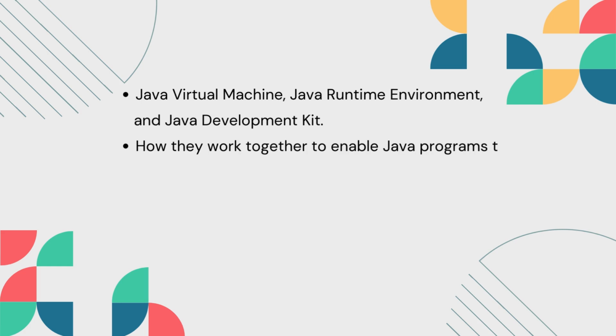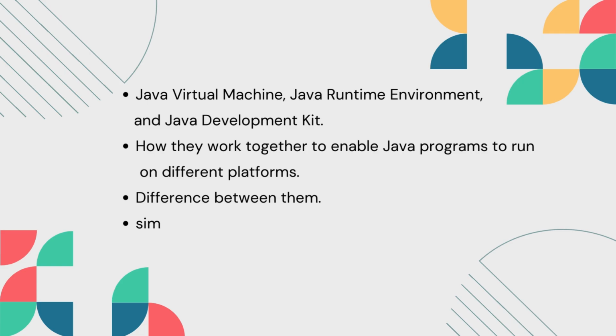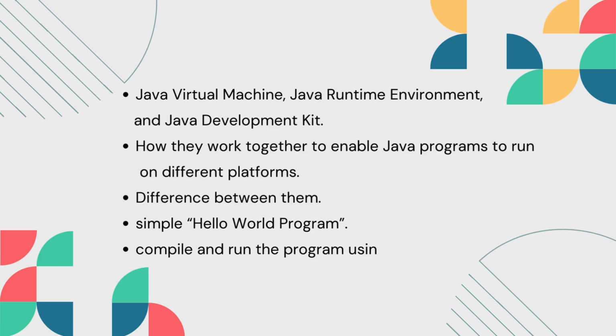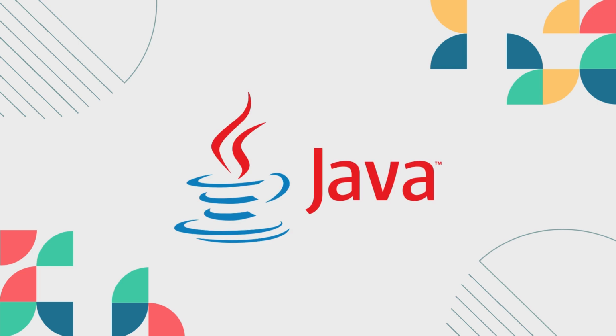Next, you will write a simple Hello World program in Java to understand the basic syntax and structure of a Java program. You will learn how to compile and run the program using command prompt and understand how the code gets executed in Java. By the end of this lesson, you will have a clear understanding of the different components of Java programming and how they work together to create and execute Java programs.